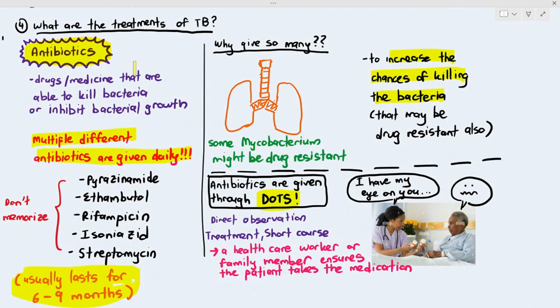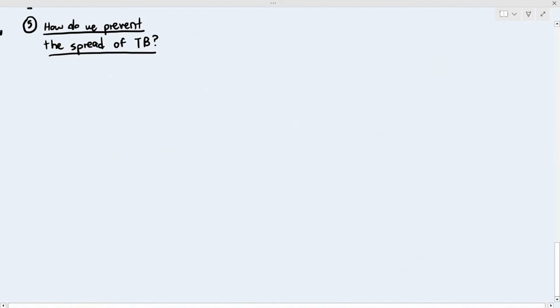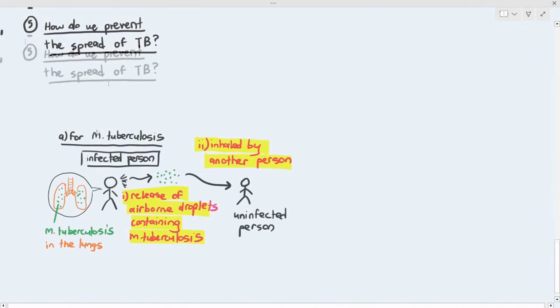The antibiotics, usually for TB, have to be taken for 6 to 9 months. When you think about it, 6 to 9 months is a long period of time for patients to be taking different types of antibiotics. That is why DOTS is important, and we have to involve responsible family members and healthcare workers to ensure that the patient takes their medication. And of course, we have to then explain how we prevent the spread of tuberculosis.